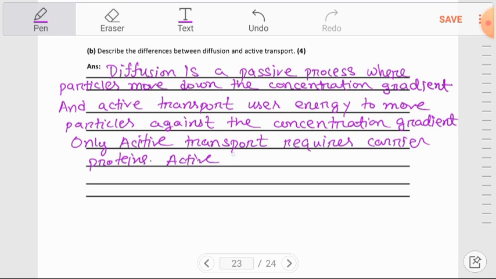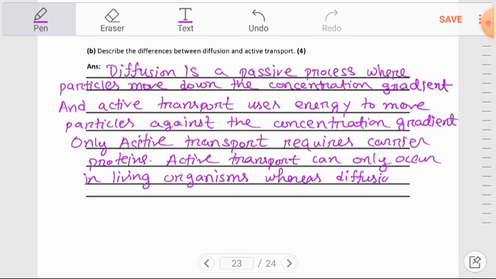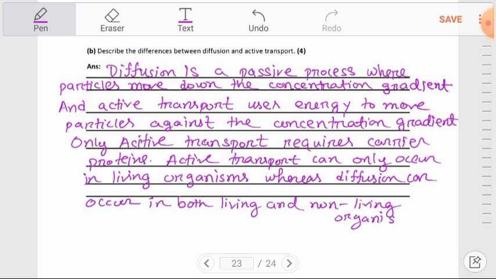Active transport can only occur in living organisms, whereas diffusion can occur in both living and non-living organisms. With this, our question number 10 ends. I hope it was clear. Moving to question number 11.